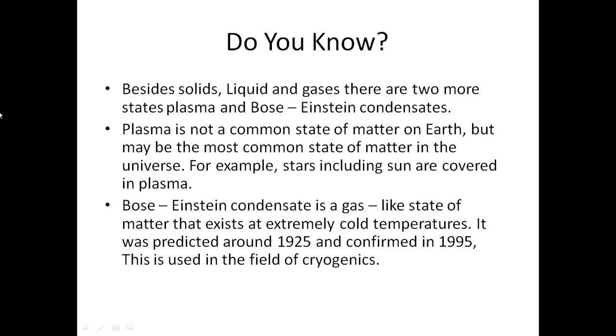Do you know? Besides solids, liquids, and gases, there are two more states: plasma and Bose-Einstein condensates. Plasma is not a common state of matter on Earth, but may be the most common state of matter in the universe. For example, stars including the Sun are covered in plasma. Bose-Einstein condensate is a gas-like state of matter that exists at extremely cold temperatures. It was predicted around 1925 and confirmed in 1995. This is used in the field of cryogenics.